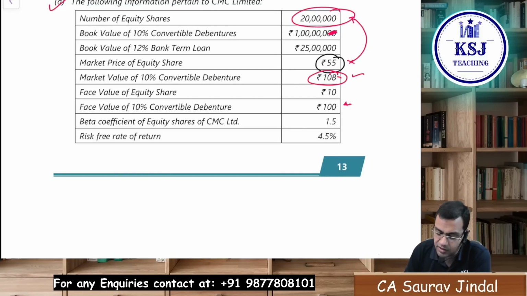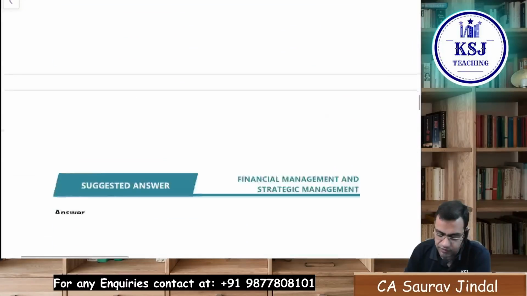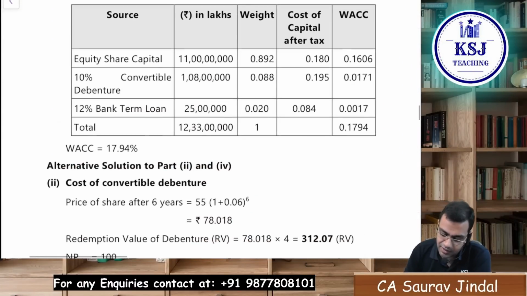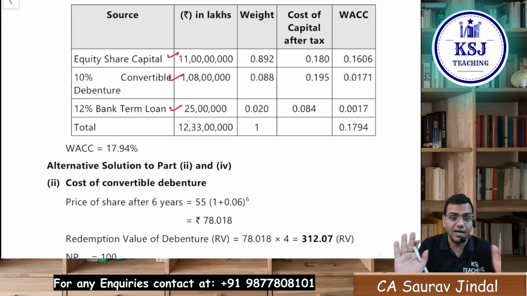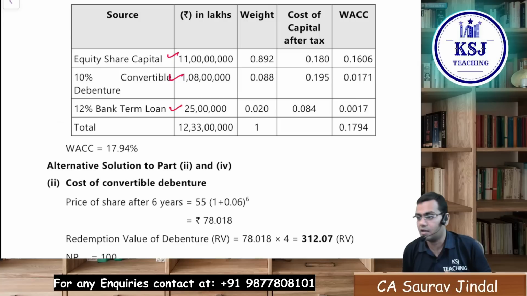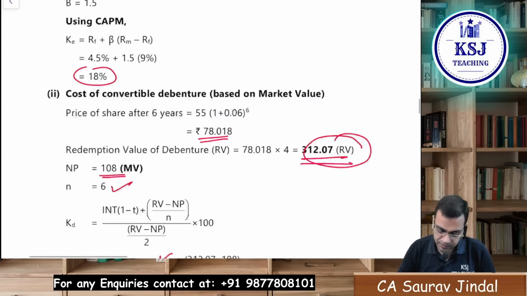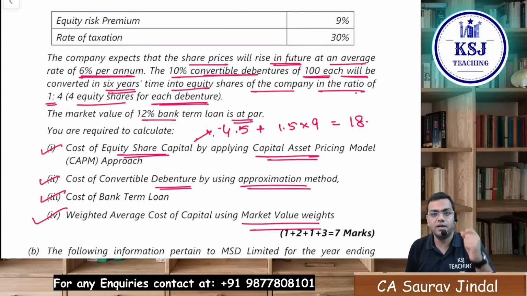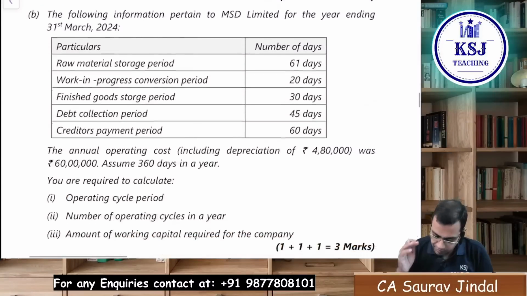And for the term loan, it is going to be 25 lakhs only. For bank term loan, there is no market value separately, sir. Right? Equity share capital, convertible debentures. For bank term loan, there is no separate market value. So you have to take whatever is the book value, that is 25 lakh. Right? So now you can calculate market value weights. Easy one. Right? Just this convertible part, you have to do it very carefully. Rest everything is easy. Okay. Come to the next part.